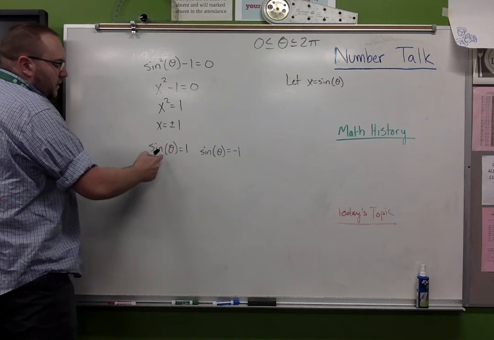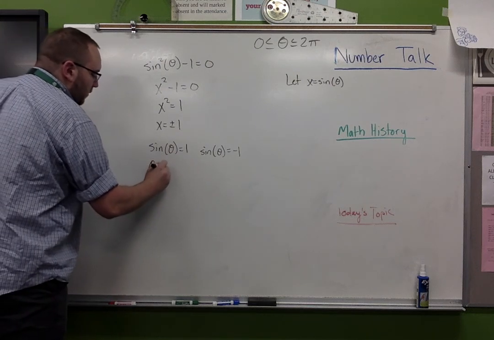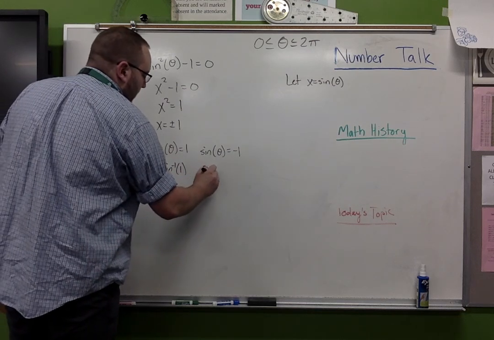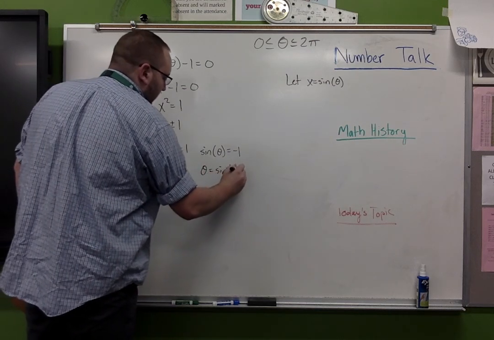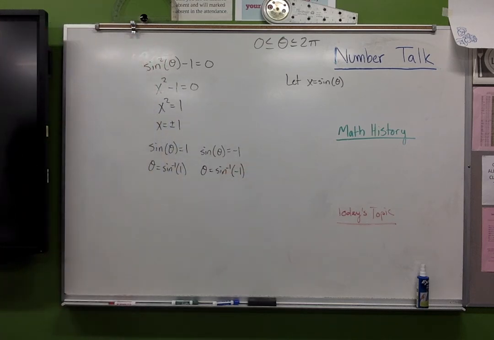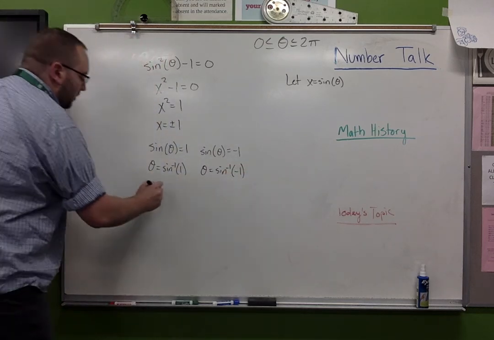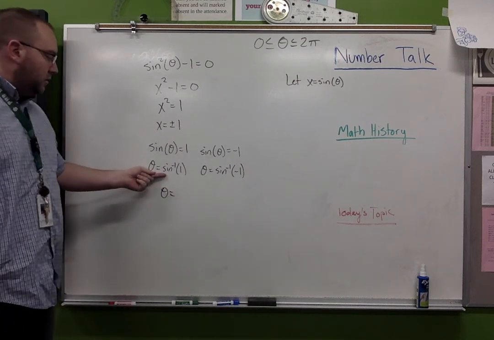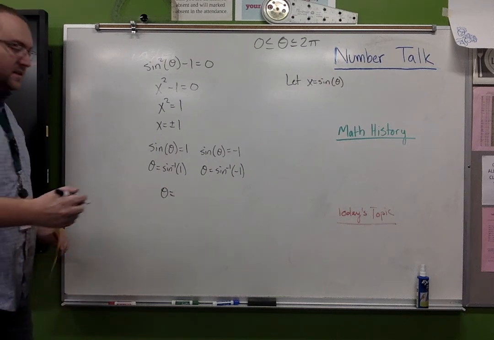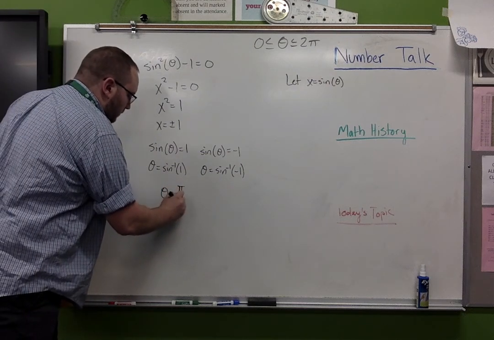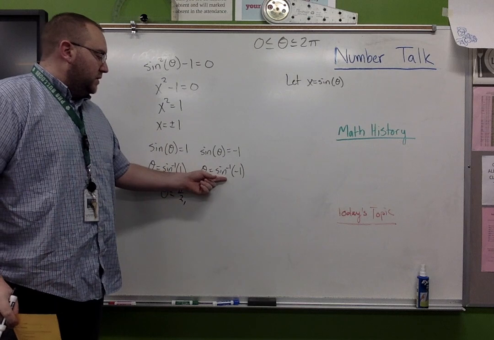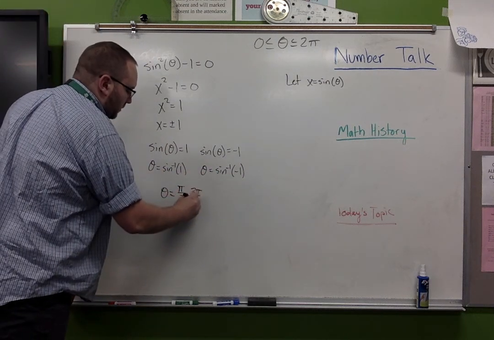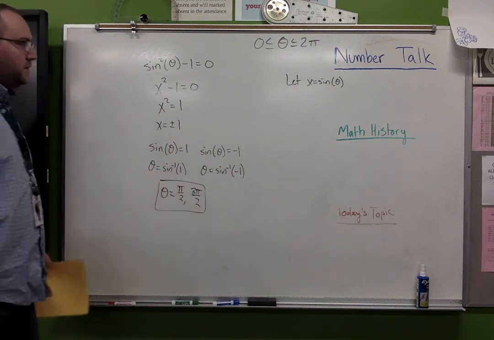All right, take the inverse both sides. Theta equals sine inverse of 1, and theta equals sine inverse of negative 1. All right, so now theta equals, let's see here, what angle do you take the sine of to get 1? That's pi over 2. What angle do you take the sine of to get negative 1? That's 3 pi over 2. There's your answer.